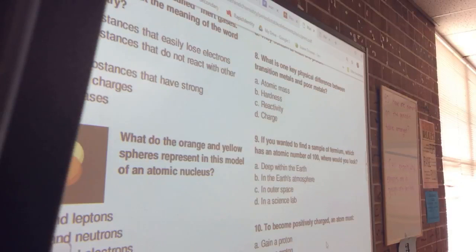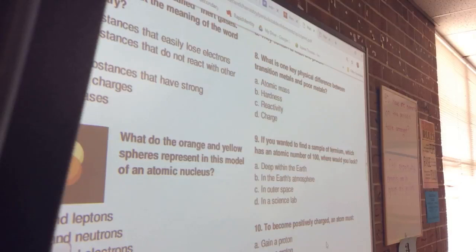Number 8, what is one key physical difference between transition metals and poor metals? Alondra. Very good. B. Hardness. They did not use the word hardness in the video. They used the word strong. They said that transition metals were strong, poor metals were soft. That's the difference between, say, a sheet of steel and a sheet of aluminum. You can crumple a sheet of aluminum with your bare hands. You can't do that with a sheet of steel, but they're both metals. But they have different physical properties, and by the time we're done, you should be able to know, based on where an element is on the periodic table, what its physical properties are.